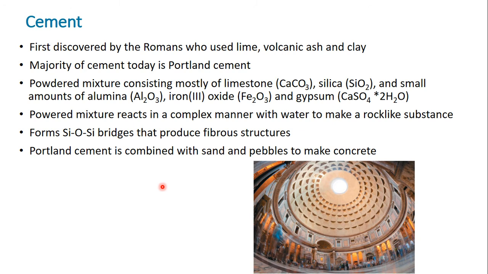Now, the next type of compound we're going to talk about is cement. Cement's been known for a long time. The Romans knew what it was. They used a different type of cement than we use today. They used lime, volcanic ash, and clay to make their cement. Today, the cement that is used is called Portland cement. It's a mixture of limestone, silica, some alumina, iron oxide, and gypsum. When this mixture is exposed to water, a lot of complex chemistry happens, but at the end of the day, you get a substance that resembles rock.